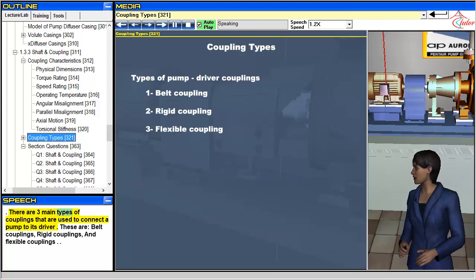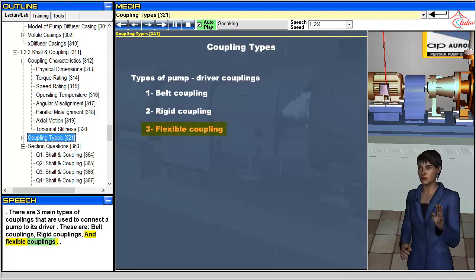There are three main types of couplings that are used to connect a pump to its driver. These are belt couplings, rigid couplings, and flexible couplings.